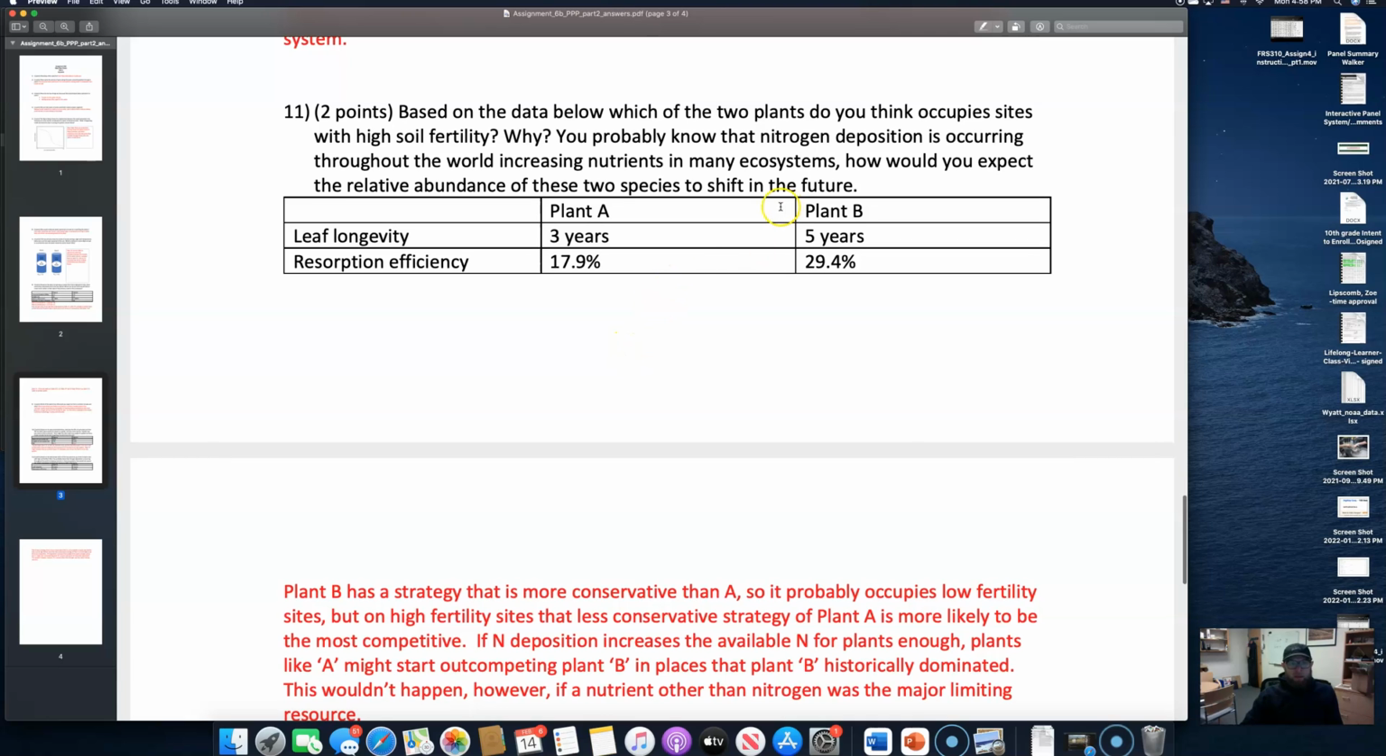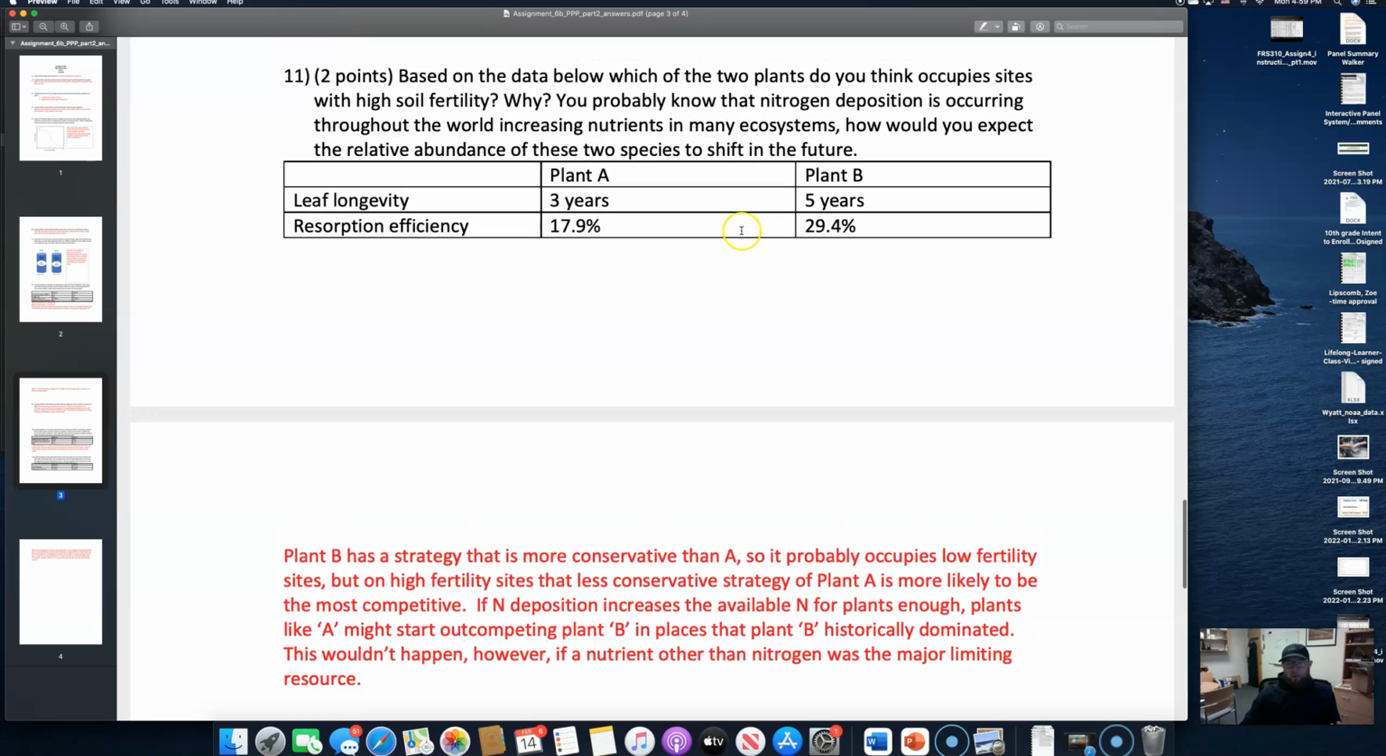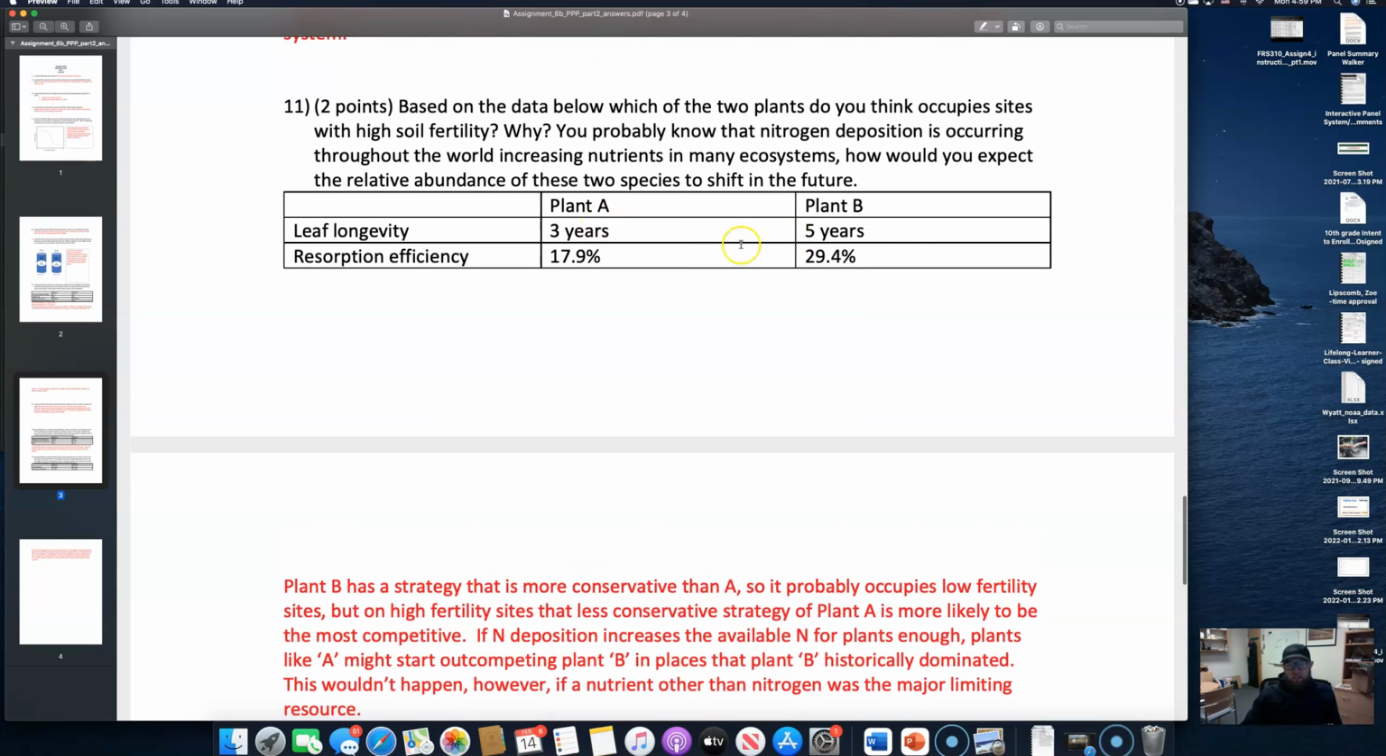All right, based on the data below, which of the two plants do you think occupies sites with high soil fertility and why? You probably know that nitrogen deposition is occurring throughout the world, especially near urban areas, so how would you expect the relative abundance of these two species to shift in the future? A good way to think about this is, let's say right now these species are about 50-50 in a community, so they each make up about half the plant community. Then the question is, down the road, how would that change?